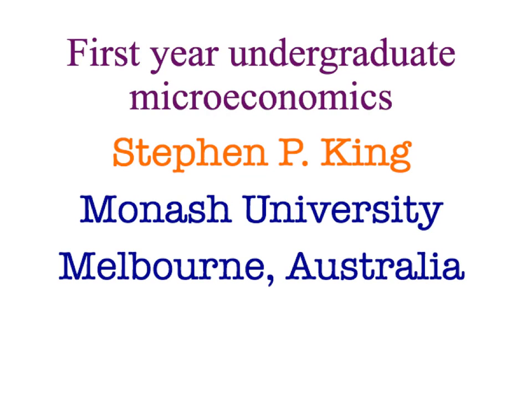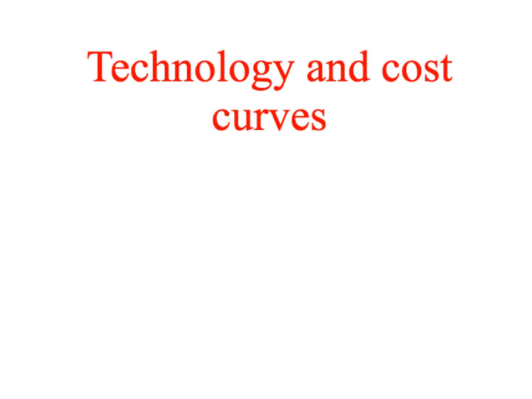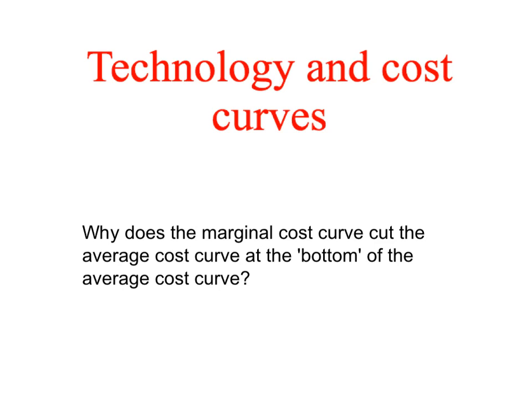Back to first year undergraduate microeconomics. Today we're going to continue our discussion about technology and cost curves. In particular, we're looking at the question, why does the marginal cost curve cut the average cost curve at the bottom of the average cost curve?